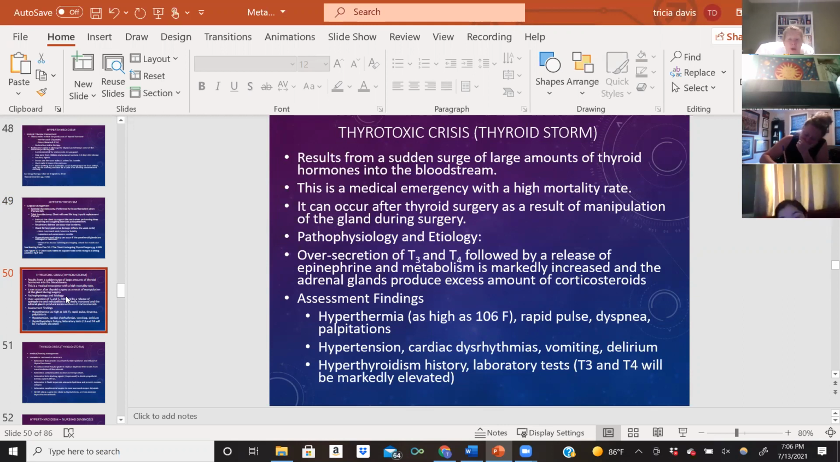We see this happen to our patients after they have thyroid surgery, when there's some type of manipulation of that thyroid gland. What's happening is that the body is over-secreting.